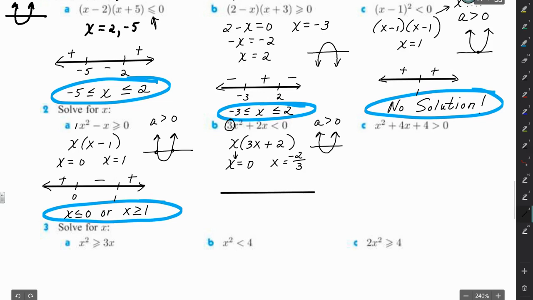Be careful here, right? -2/3 comes before 0. It's very important you do the order correctly. We have positive, negative, positive. We want to know, where is this quadratic less than 0? Where is it negative? All right, it is negative between -2/3 and 0.